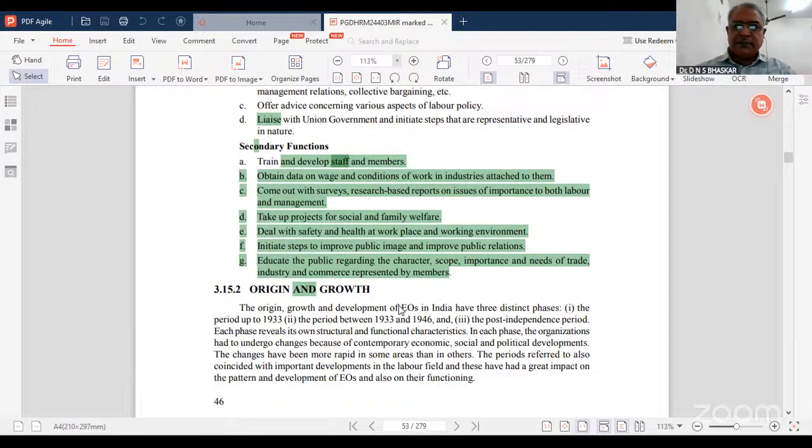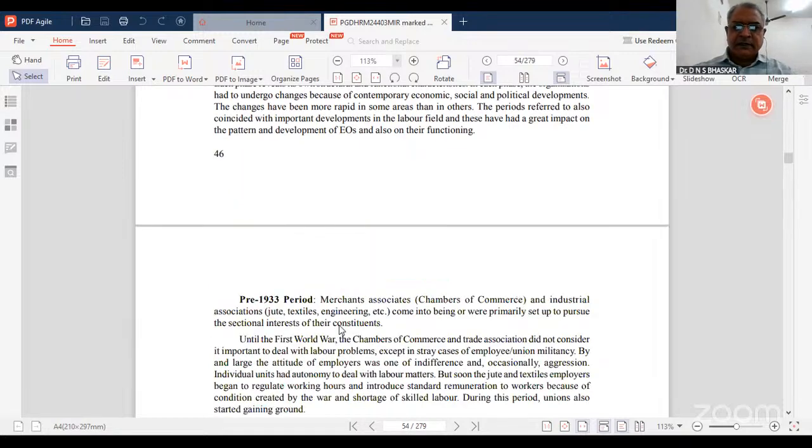All the employers associations will pool together and conduct one training program. All the members of the various employers will come and use the training benefits, and obtain data on the wages and conditions of work in the industry. If one company is giving wages, say for example, at what rate they are giving, how much bonus they are giving, at what rate increments are given, that information can be shared among the various industrial units. They come out with surveys, research-based reports, and so on. These are the various secondary functions which are very important.